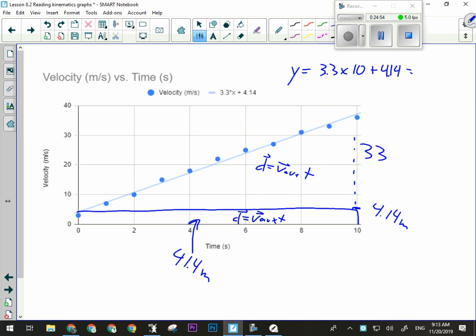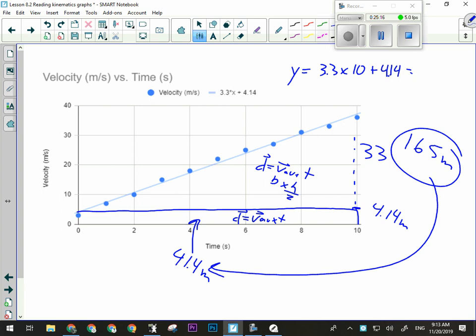My average velocity is going to be the base times the height divided by 2. So 33 over 2 times 10. Okay, 33 over 2 should be 16.5. So 16.5 times 10 is 165 meters. Okay, so we have that plus this, which will give us our total displacement. It's our total displacement because we multiplied velocity times time. Okay, all right.